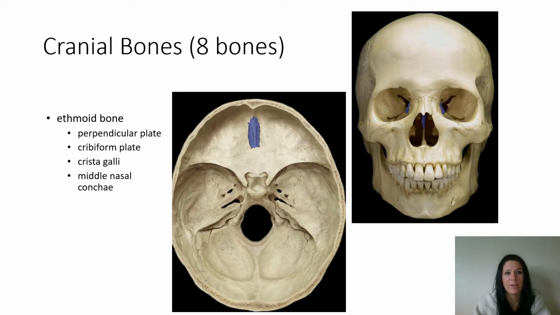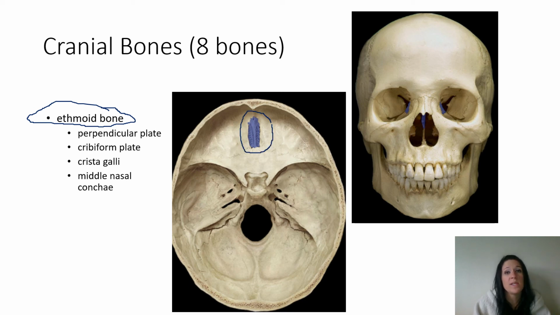Our last cranial bone is the ethmoid bone. The ethmoid bone is going to be anterior, so towards the front when we're looking into the skull, looking at a superior view. Here we have the ethmoid bone highlighted, so you can see just where it is. It's very small, sort of right in the center of the anterior portion of the cranium. So here is our ethmoid bone.